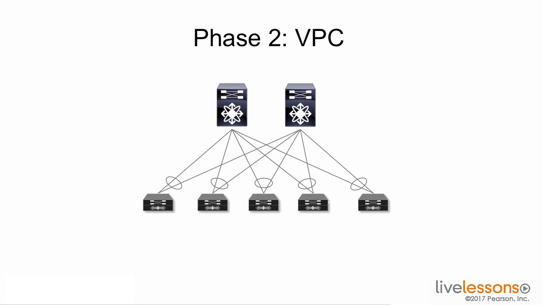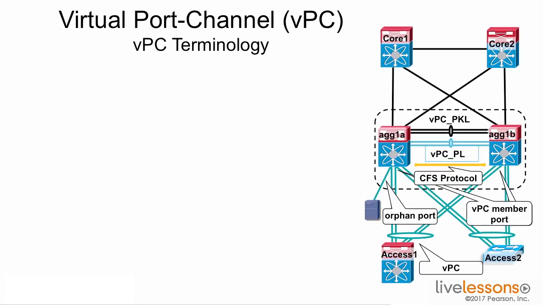It does this by making the top two switches look like a single switch, or a virtual switch, instead of two separate physical switches. This way, the downstream switches think they're connecting to the same device, and therefore there's no loop. When we talk about vPC, or virtual port channel, there is some terminology that we must become familiar with.